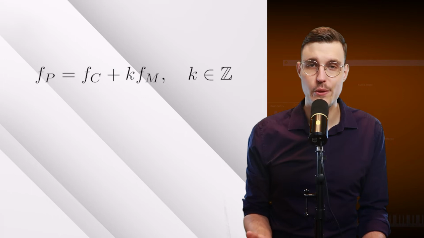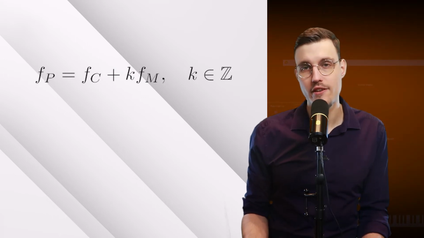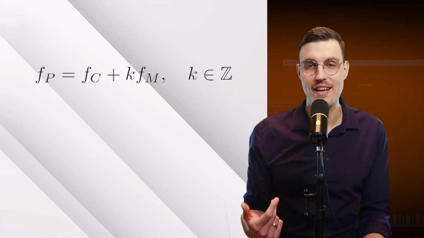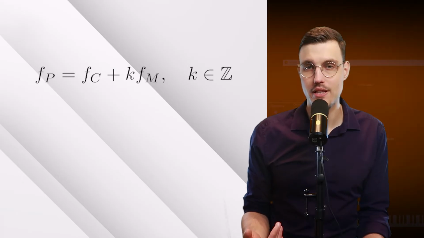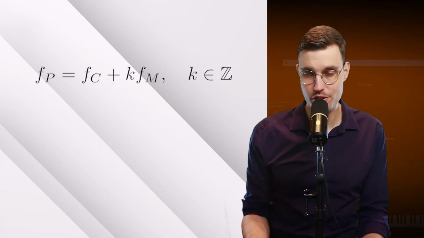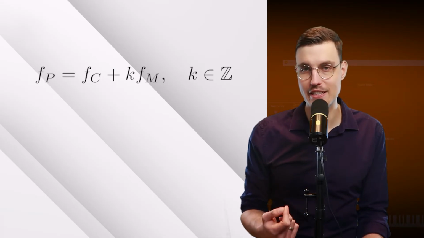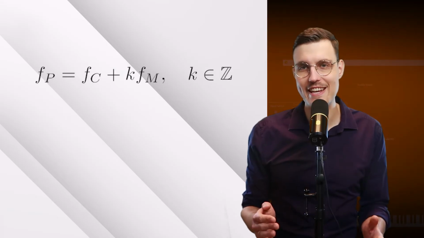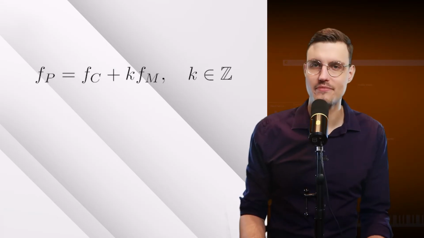In general, the frequency of each partial Fp fulfills the following condition. Fp equals Fc plus k times Fm, where Fc is the carrier frequency in Hertz, Fm is the modulator frequency in Hertz, and k is any integer. That's what k in Z means.